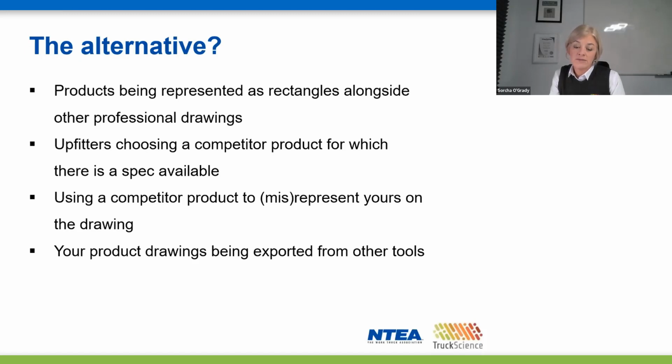We have heard from chassis dealers who are frustrated at some manufacturers' unwillingness to share product specs in the library, and these are just some of the alternative avenues that I have seen these dealers take. In some cases, products are being represented as rectangles on these drawings as opposed to alongside other professional drawings. So where some manufacturers are sharing specs and then others aren't, the manufacturers who don't share their specs end up being represented just as a rectangle that has a weight and center of gravity associated with it.